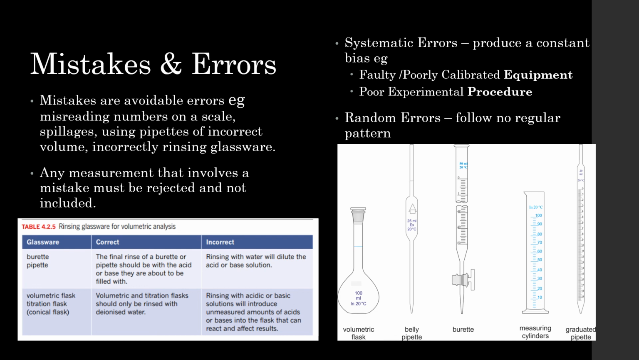Systematic errors produce a constant bias, and they generally fall into two categories. One is due to the equipment. So, for example, faulty equipment, it might be as simple as a bubble in a thermometer. That will always give an extra reading, for example, or poorly calibrated equipment, or poor experimental procedures. So they're things that are going to be systematic. They're going to happen again and again. And random errors are going to follow no regular pattern.